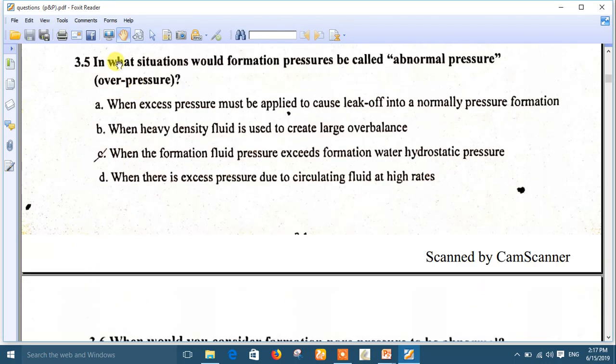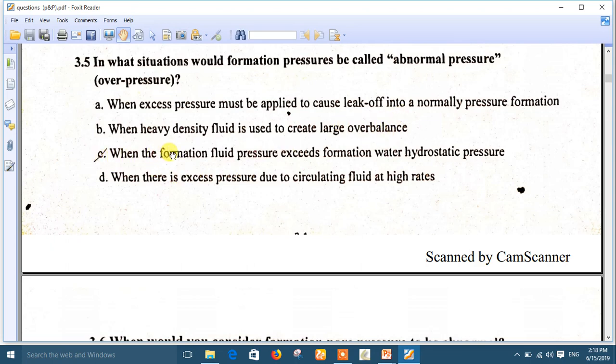Number 5, in what situations would formation pressure be called abnormal pressure or over pressures? This is the same question like before, but in other words. Let's check the answers. When excess pressure must be applied to cause leak off into a normally pressured formation. No, so it's a wrong answer. When heavy density fluid is used to create large overbalance. This is also a wrong answer.